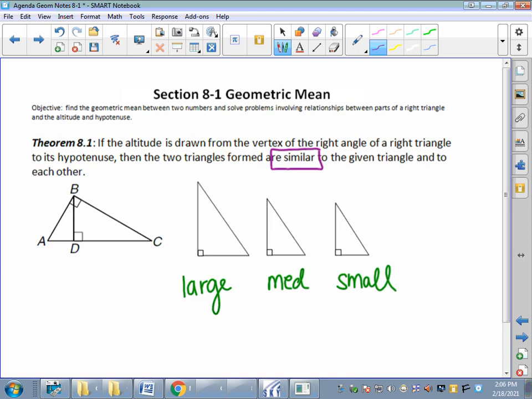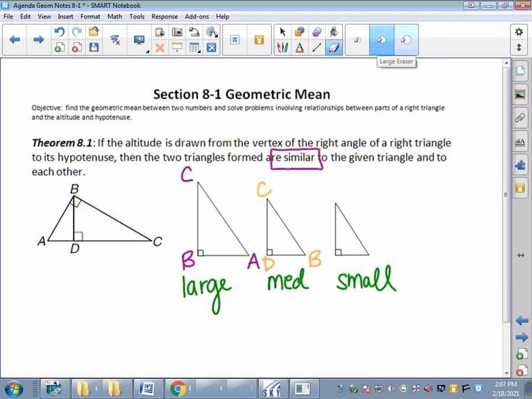So my large triangle, the right angle is at B. The long leg goes up to C, and BA is the short leg. If I had values, I could put those on there. On the medium triangle, that's this one right here, D is the right angle. DB is the shorter leg, I can tell just by looking at it, and DC is the longer leg.